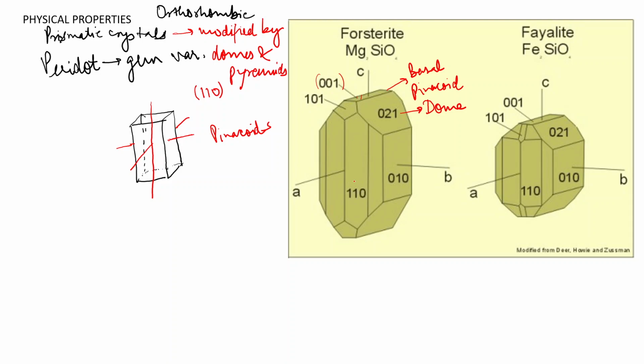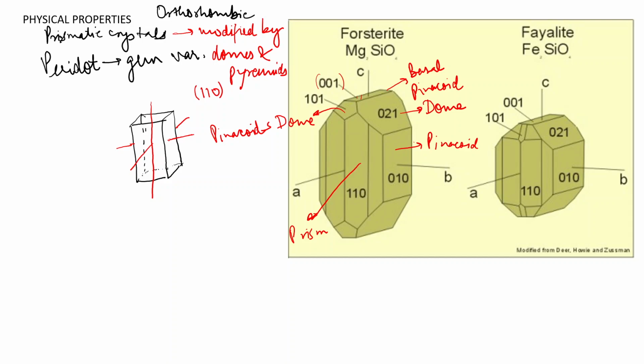Now, if you look at this particular phase, 110, it is a typical prismatic phase. And 101, this phase, it is again a dome phase. This is a dome, this is again a pinacoid, and this is a prism phase. So prima facie, we saw that forsterite has a prism which is modified by several other types of forms like basal pinacoid, B pinacoid, domes, etc.